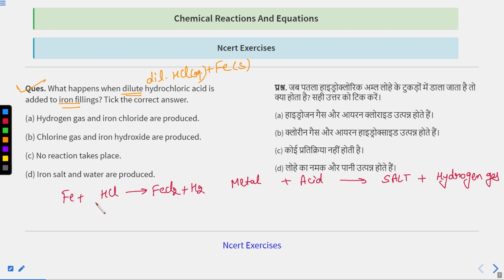You can balance this equation just by putting 2 here. So Fe plus 2HCl gives the ferrous chloride plus H2 gas. So this is the answer for this particular question. Even you can say hydrogen gas and iron chloride are produced. So hydrogen gas and iron chloride. Chlorine gas, no reaction takes place, wrong. Iron salt and water are produced, wrong. So in this case, option A is the correct answer. Fe plus 2HCl gives FeCl2 plus H2. Okay. Also, you can write like this.